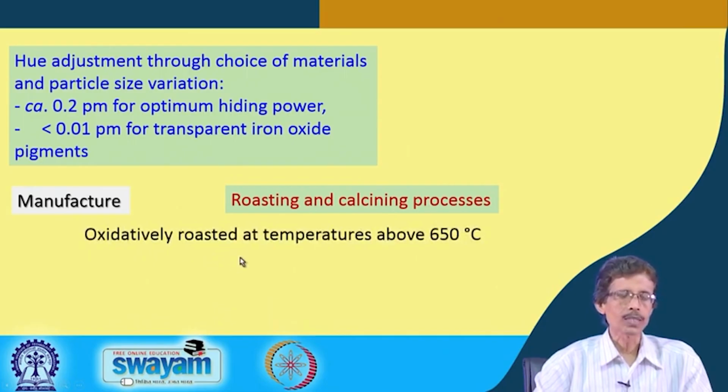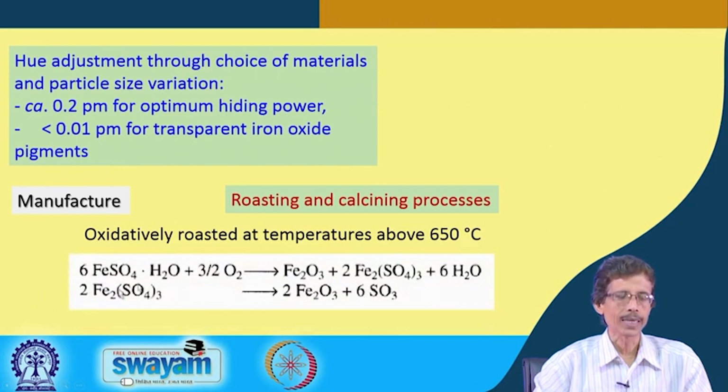Then we go for the oxidatively roasted temperatures above 650 degree centigrade. We take the corresponding sample as simple ferrous sulfate. So, ferrous sulfate with oxygen, you go for the roasting, which is basically the burning of this, producing Fe2O3 of one type, not the type we are looking for making the corresponding pigment, but along with that we get the ferrous sulfate.